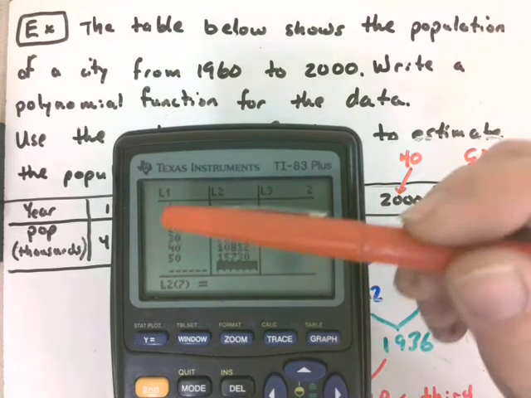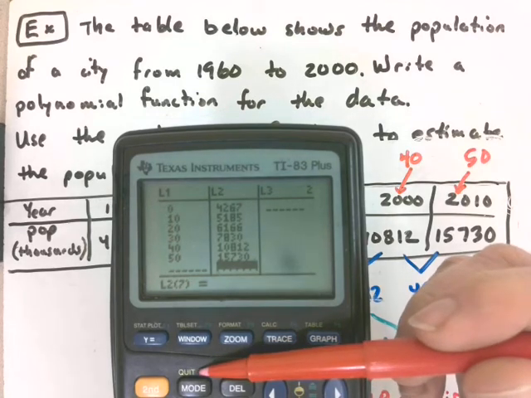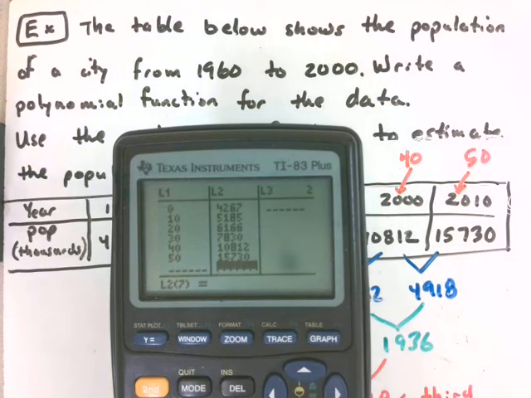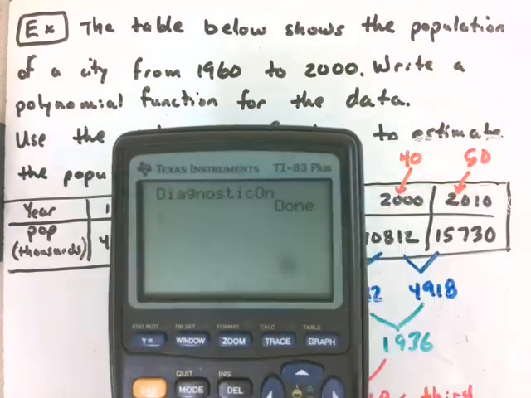Once you get everything typed in with your X's and your Y's, then you're just basically one command away from having the calculator give you the equation that's going to work best for the table of values that you have. So I want to get out of this table area and go out to the main calculation screen. To do that, I'm going to use the quit button, which is up above mode here. So I'm going to do second and then mode, which is the same as quit. Now I'm back out here on the main screen.